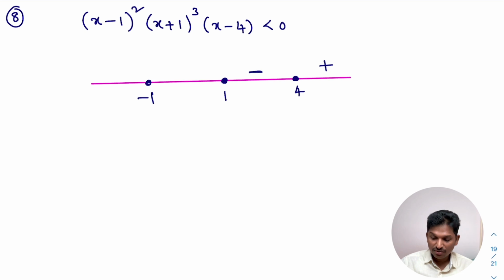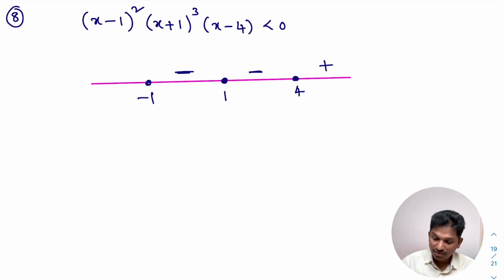Now look, this 1 is coming from this. Here what power is there? Even power is there. When even power is there, the sign doesn't change. That means here minus is there, na? Here also minus you will write. This is the wavy curve method. If you do this in the regular method, it is very difficult actually.